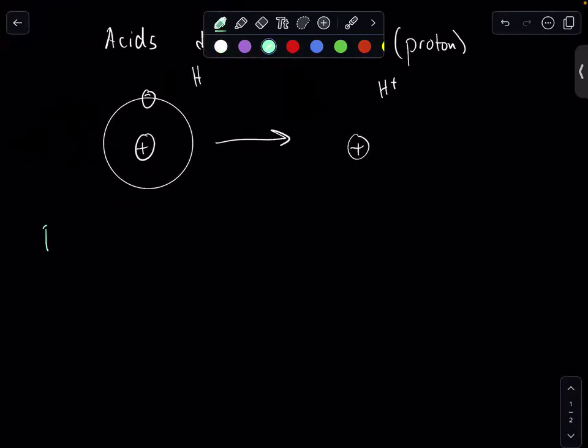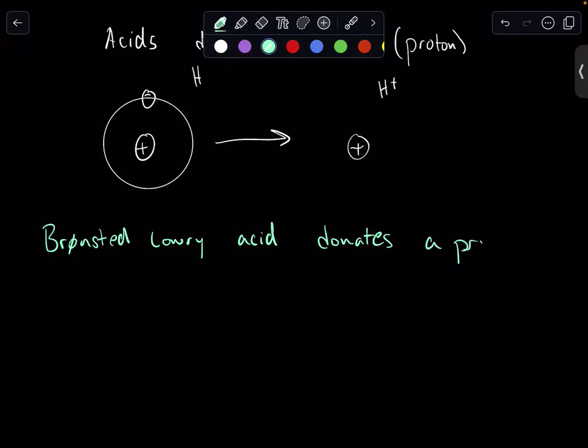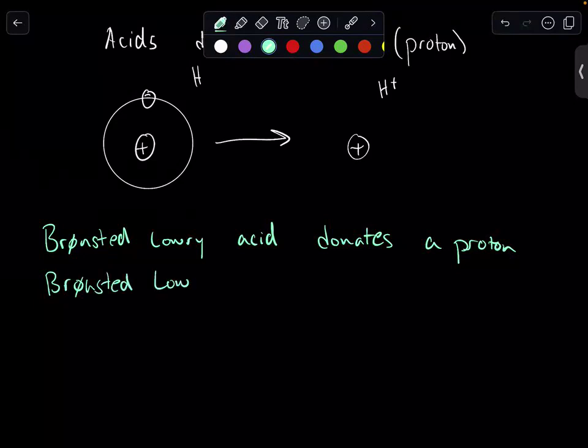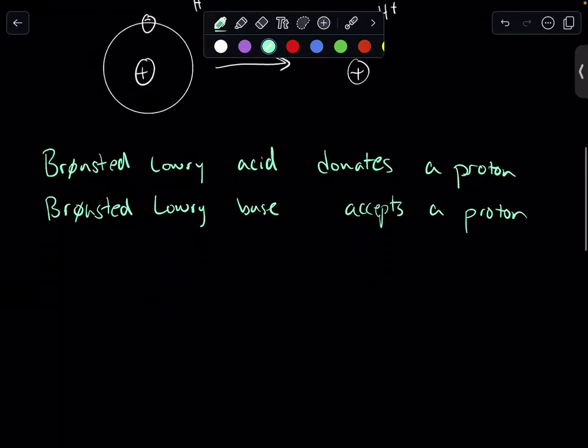So just to clean up that definition a little bit, a Bronsted-Lowry acid donates a proton. A Bronsted-Lowry base accepts a proton. Also, from this point forward, I'll just start using BL so I do not have to rewrite Bronsted-Lowry a million times.